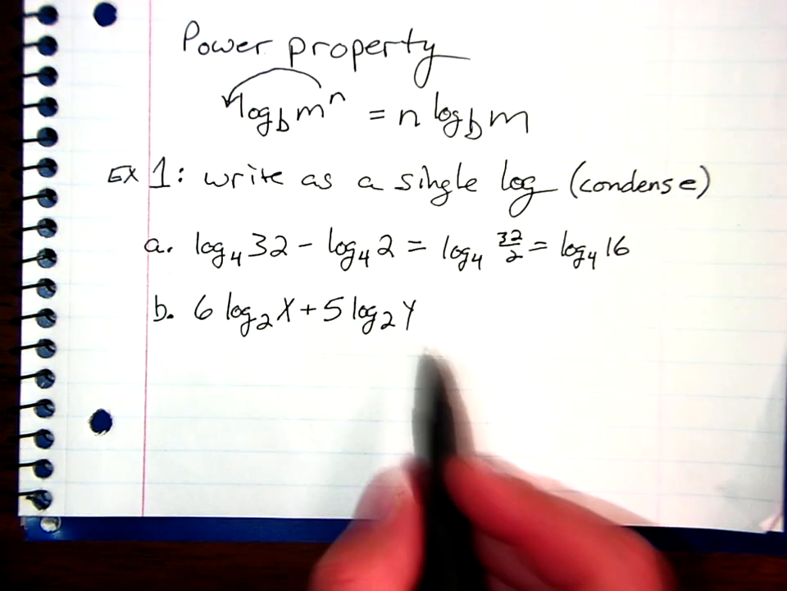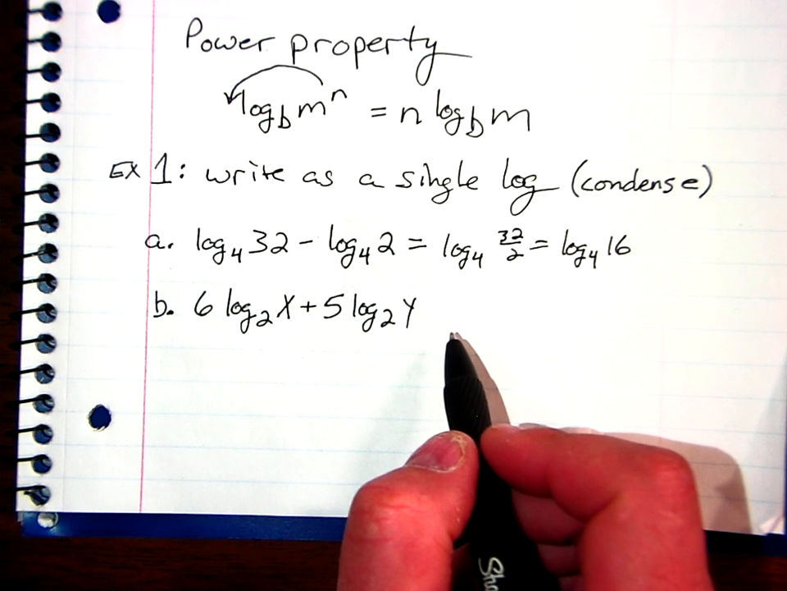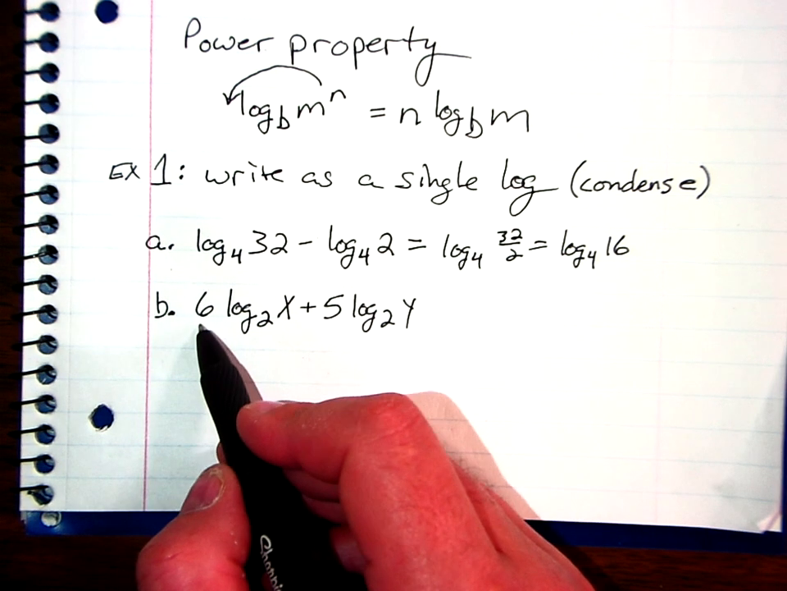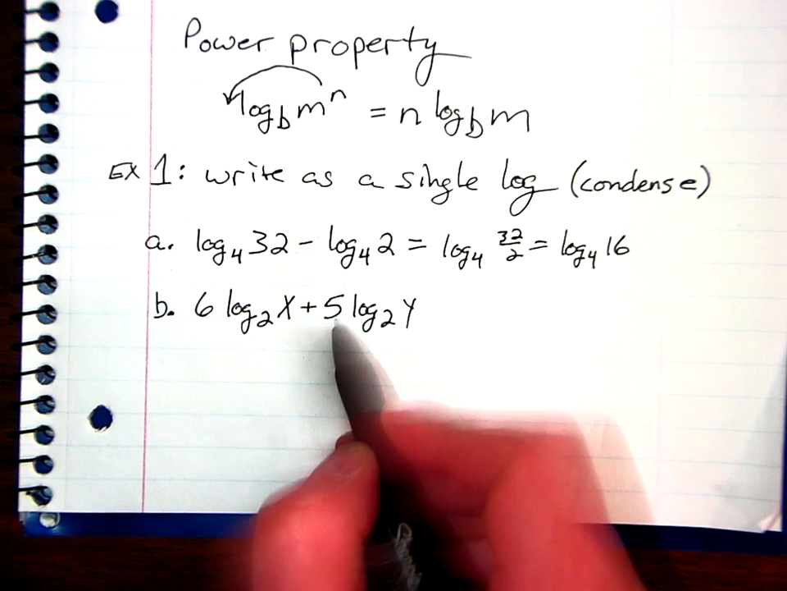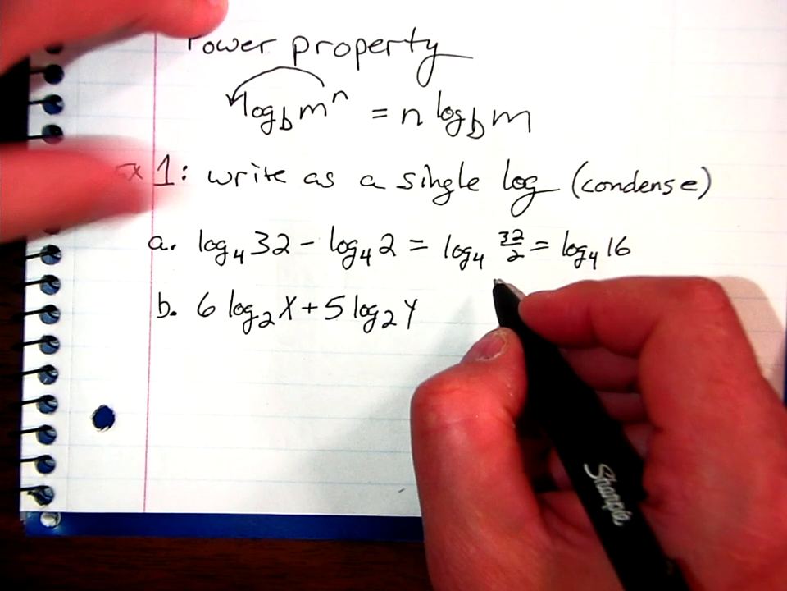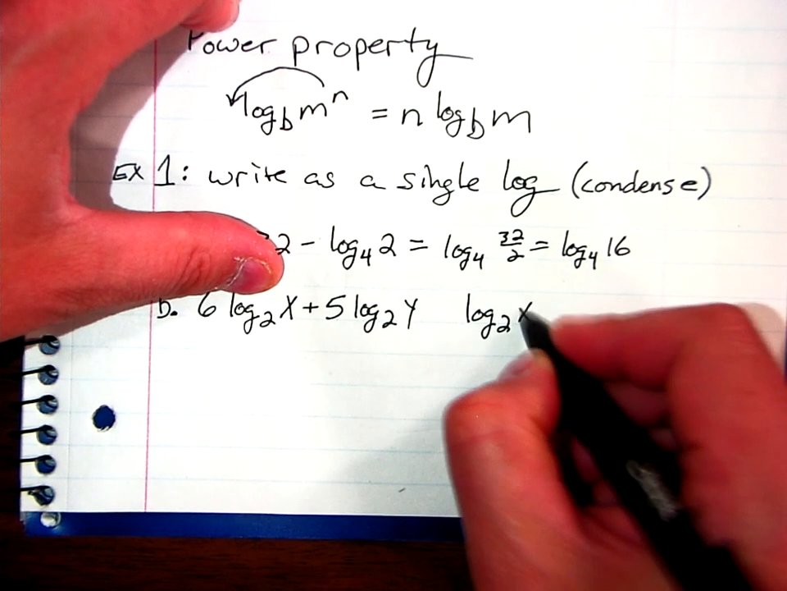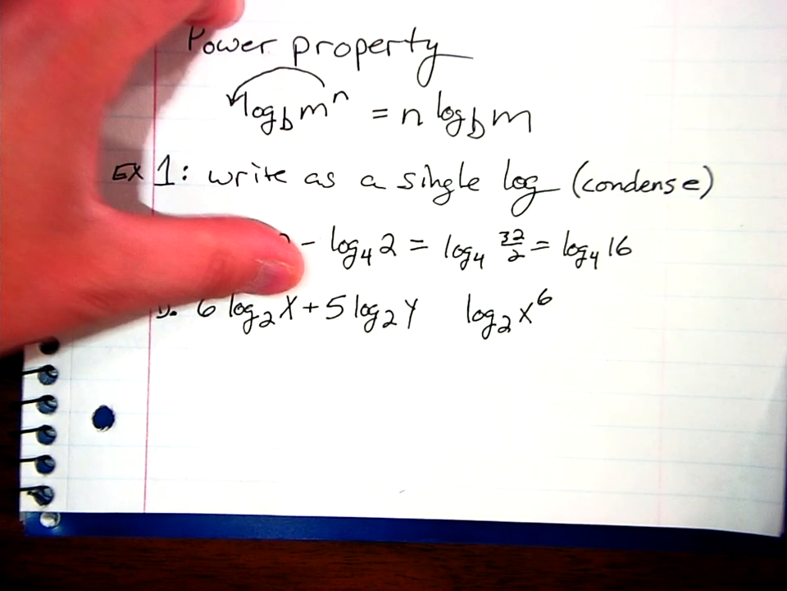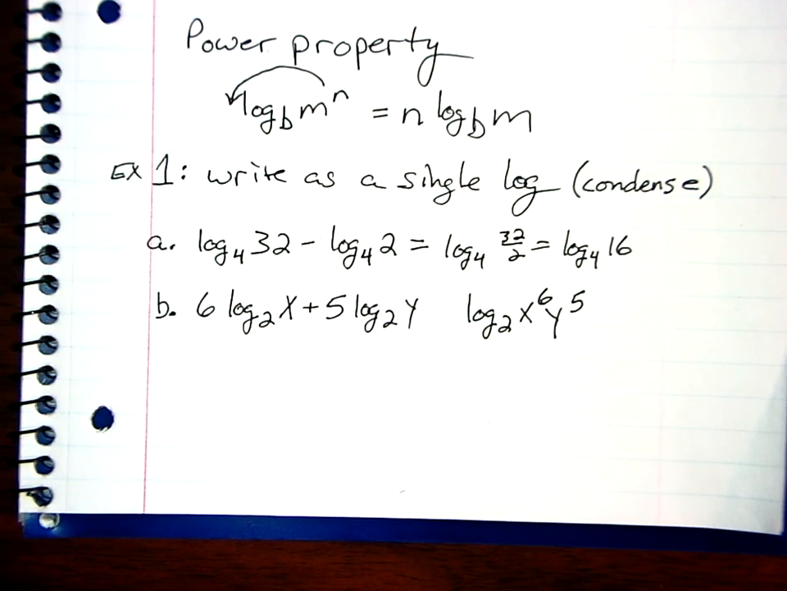All right, so we are adding. What property is this? It's product property, but if you notice, we have a number in front of each log. So we are going to use the power property to move those up as an exponent. We're saying log base 2 of x to the 6, and we're multiplying because it's adding, and that's going to be y to the 5. That is your final answer.